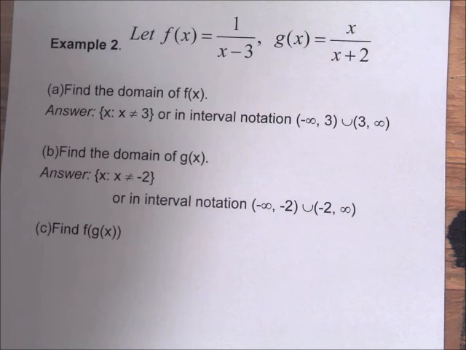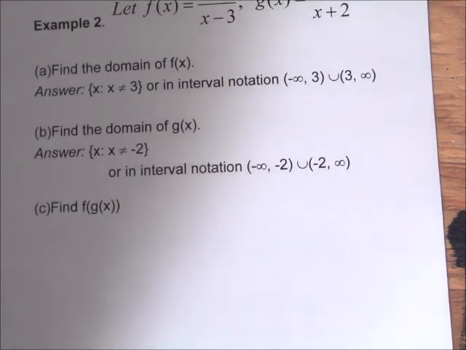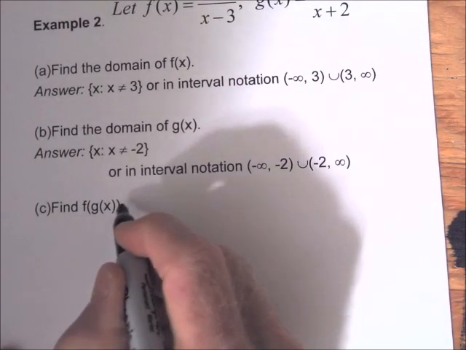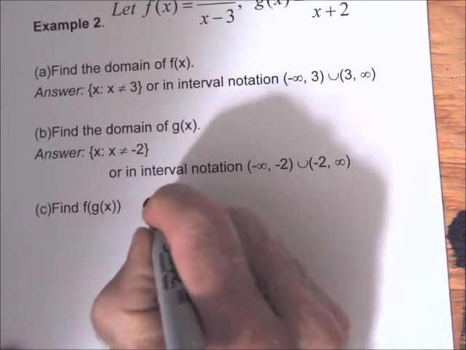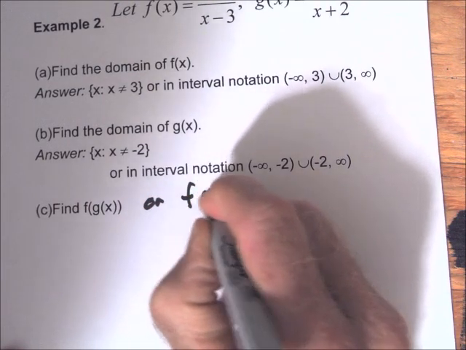So now with this example we have two functions. There are things we can do with two functions that we can't do with just one function. One thing we can do with two functions is compose them. Okay, so let's do the composition f of g of x. This is also written with this notation here.